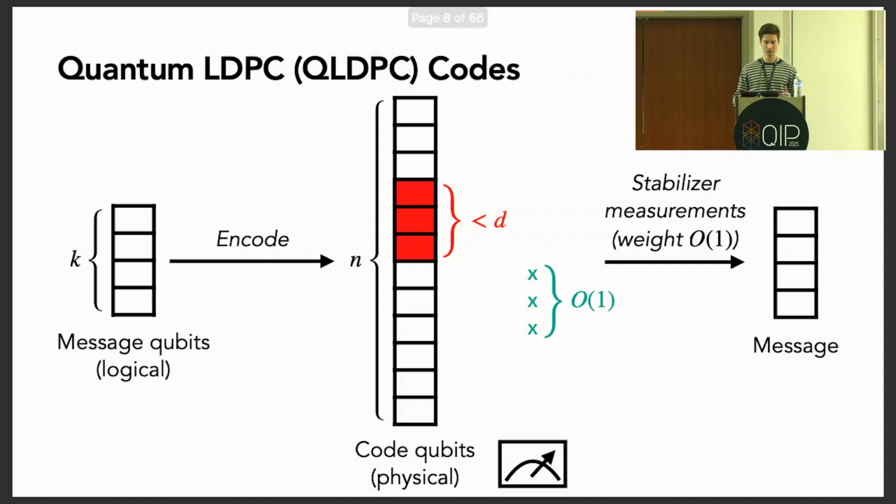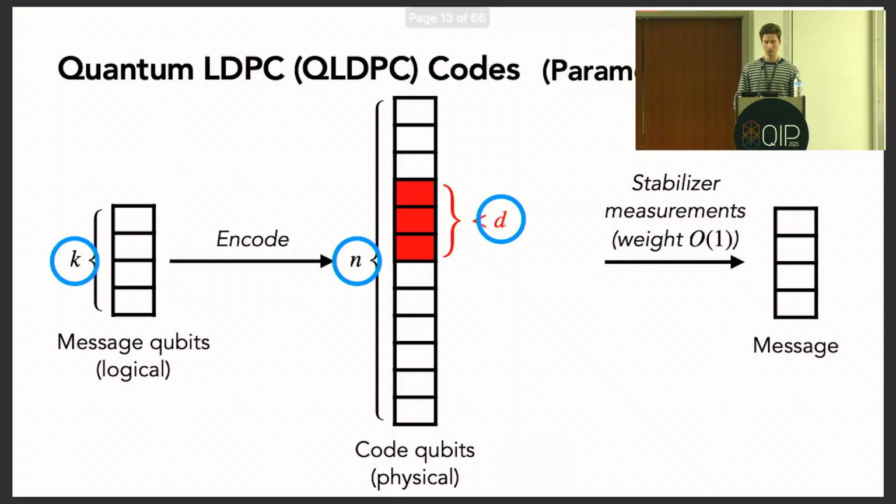And these stabilizer measurements are typically tensor products of Pauli operators acting on our physical qubits. So we might measure the tensor product of these three Pauli x's, some other Pauli x's, measure the tensor product of some Pauli z's, and so forth. And by combining all these measurement outcomes, we can hopefully infer what the error was and then correct it to recover the original message. And for an LDPC code, LDPC just means low density parity check. It just means all of our stabilizer measurements have constant weight. That means all of them just touch a constant number of physical code qubits.